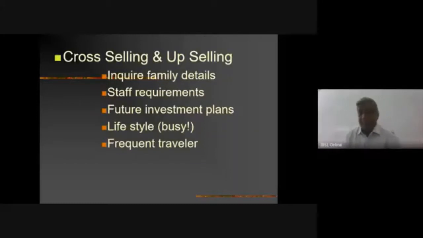Cross-selling and upselling. Inquire about family details, staff requirements, future investment plans, and lifestyle. Find out whether he is busy and whether he travels very frequently. Big corporate directors travel frequently and are very busy. They love business. Their only love is business. Some business people are very industrious, and money making is their focus.